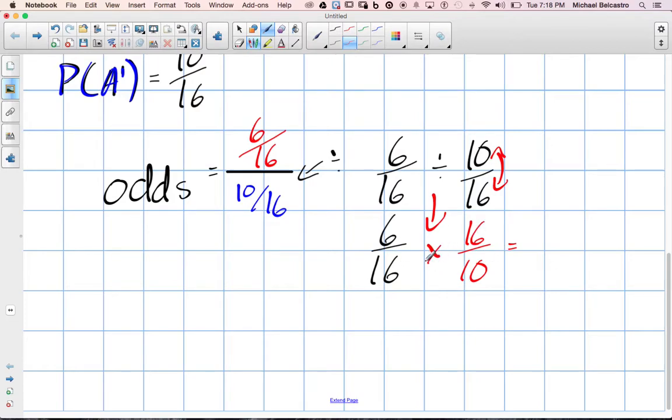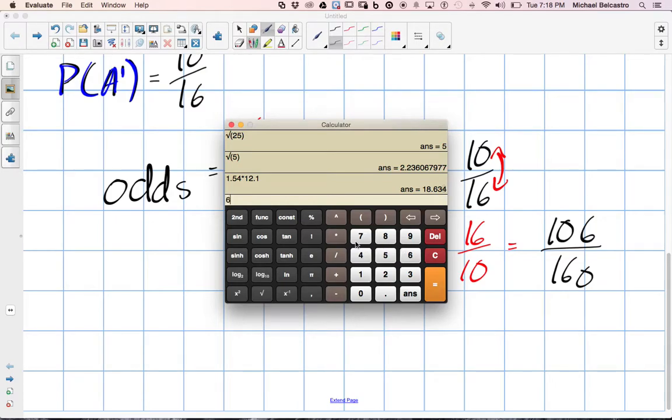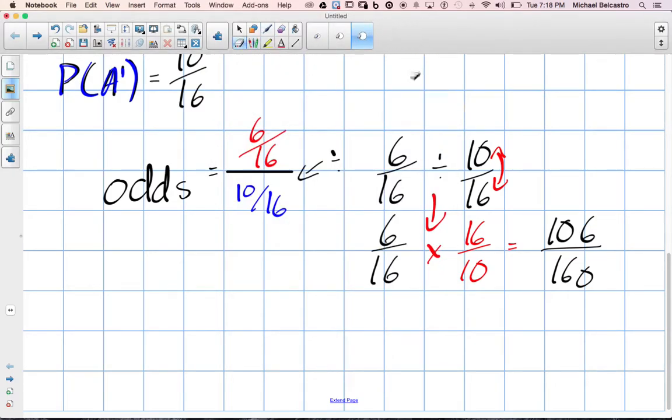The reason I did it this way is so we get a very, very exact value. So on the bottom we get 160. And on top, we're going to get 6 times 16 is 36, 90, 106. I think that's right. I have a calculator here, we can double check if we want. 6 times 16. Oh, 96, I lied. There we go. Okay, so 96 over 160.